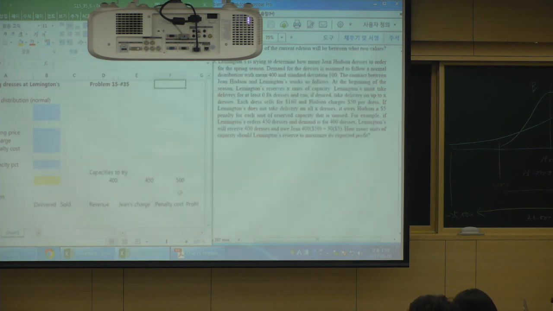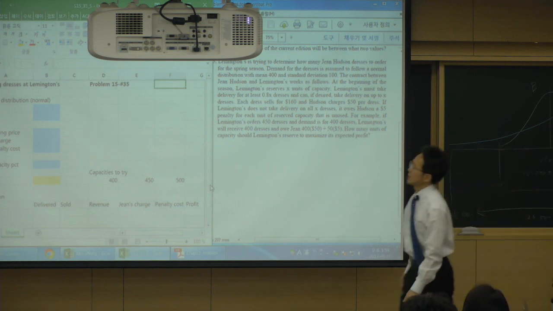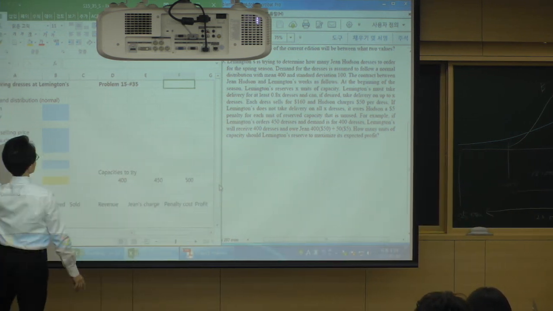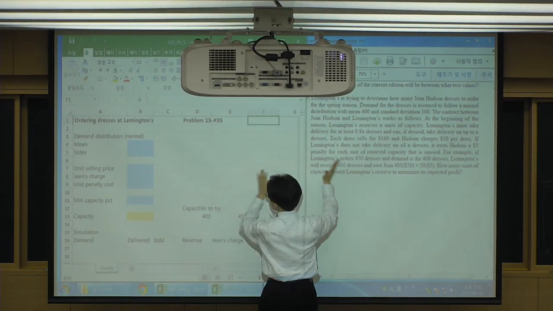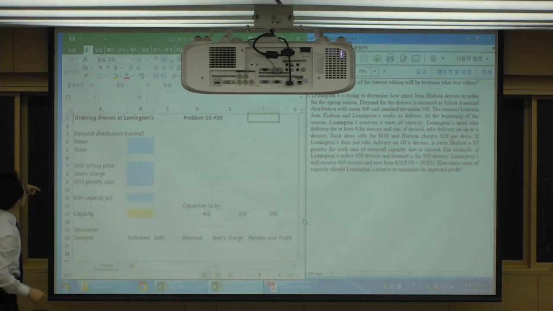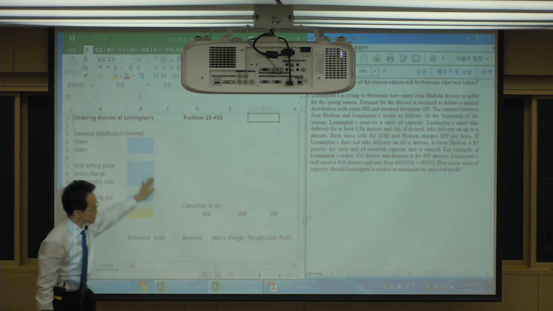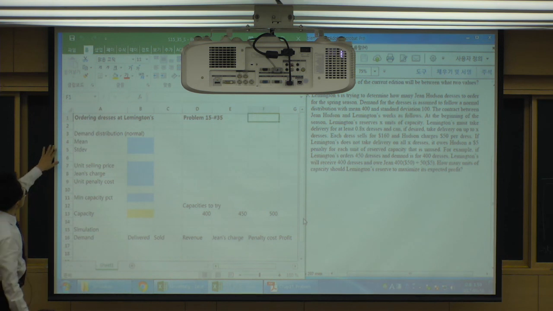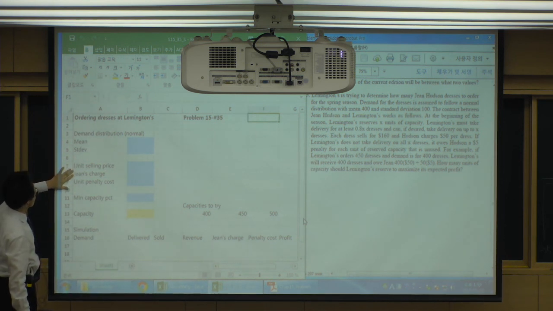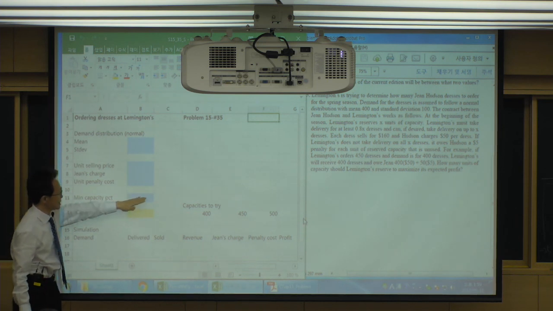Okay, so usually when you do this simulation, you set up some Excel template. Let's say we have all this information; I need to copy down this information into this Excel template. So I want to have some information about demand distribution, mean and standard deviation, because we assume that it follows normal distribution. Unit selling price and the jeans charge, unit penalty cost, and minimum capacity percentage, which we set at 80%.